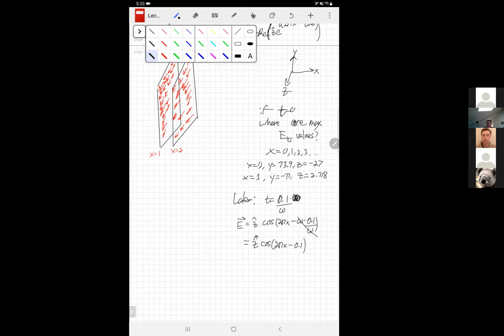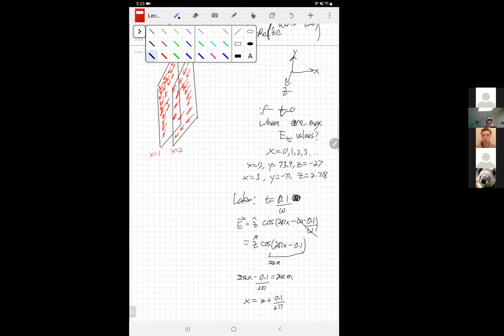Now, where are the peaks? Or how do we figure out the peaks? When the input to cosine is an integer multiple of 2 pi. So 2 pi times some integer, which I'll call m. So 2 pi x minus 0.1 equals 2 pi m. Divide out the 2 pi: x equals m plus 0.1 over 2 pi.